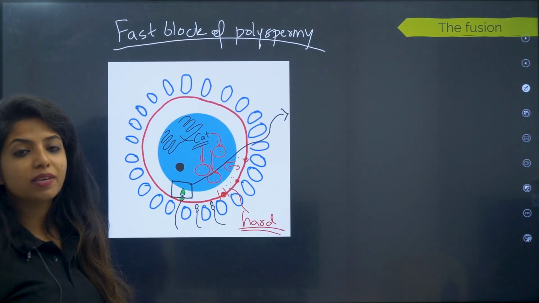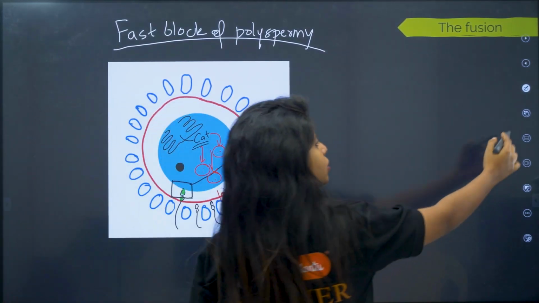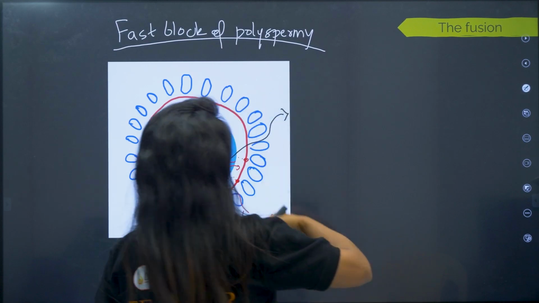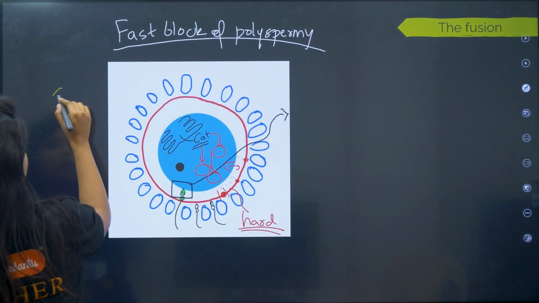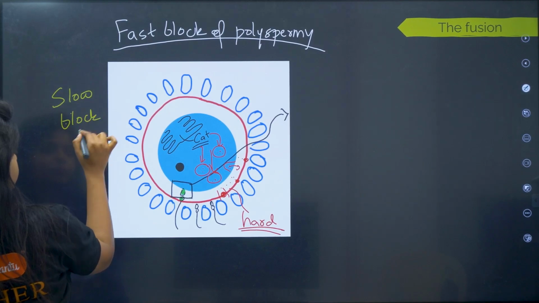Such that no sperm can fuse with it. And now this happens really slowly, which is why this method is known as what? Slow block of polyspermy.